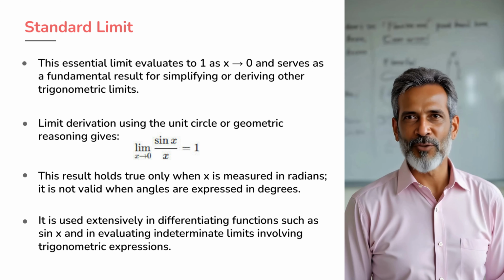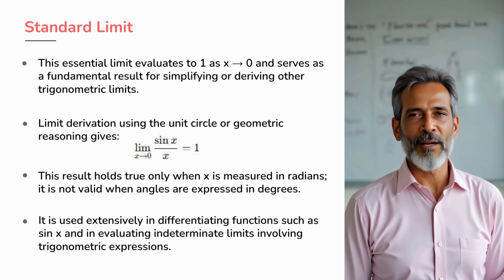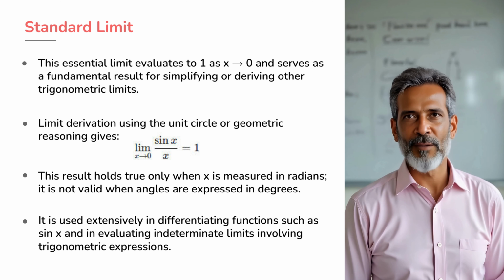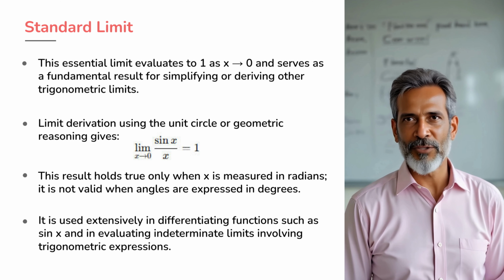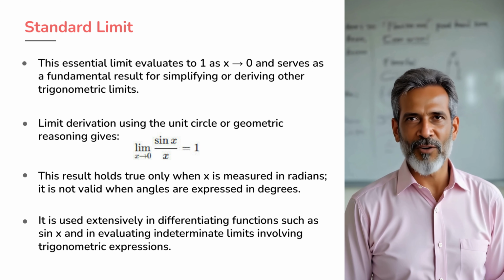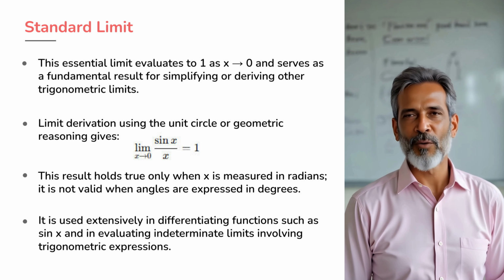Let's jump straight into the most famous limit in trigonometry, the limit of sine x divided by x as x approaches 0. This one is a cornerstone for many other results. It equals exactly 1. In simple words, as the angle x gets closer and closer to 0, the value of sine x over x moves smoothly toward 1.